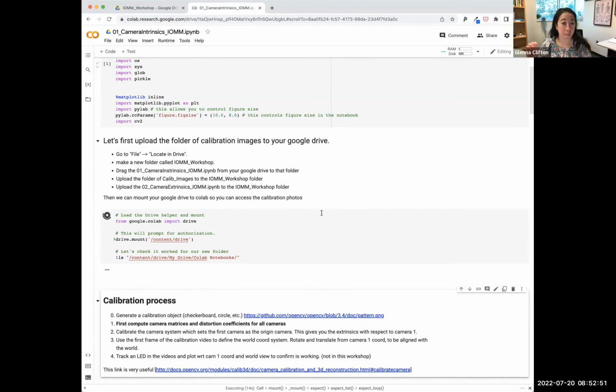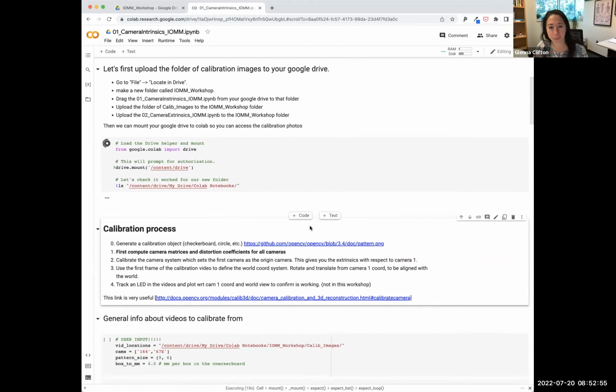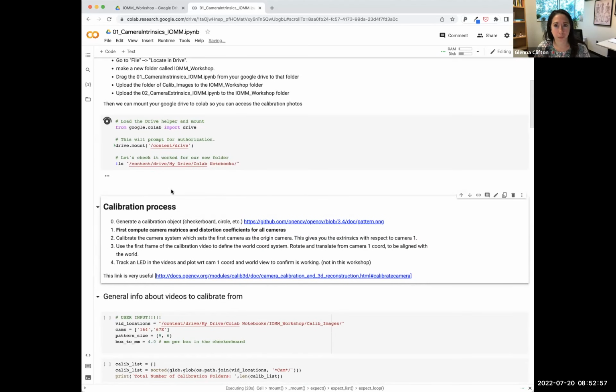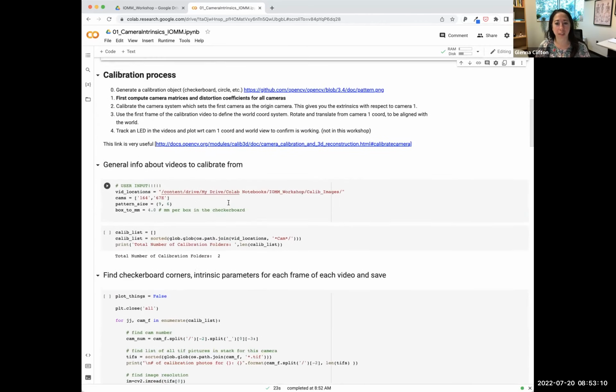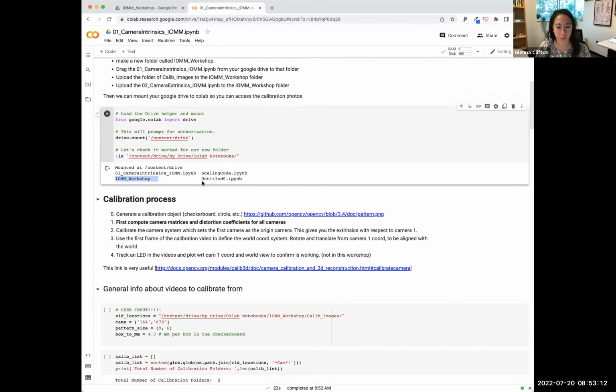And then it will actually mount your Google Drive so that you can upload those calibration images. And it's going to check that it worked by showing everything that's in your drive. You can see here that there is that folder that we made before, and we can then use that to get all of the calibration images from it.